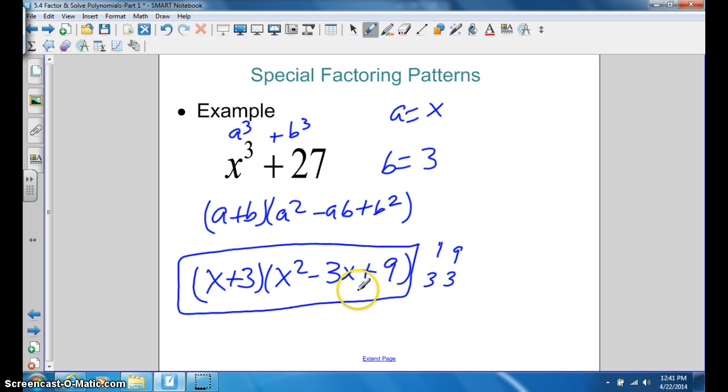One thing you will notice, when we are doing the difference and sum of cubes, this trinomial will never factor. So after you plug a and b into your formula, you should be done after that.